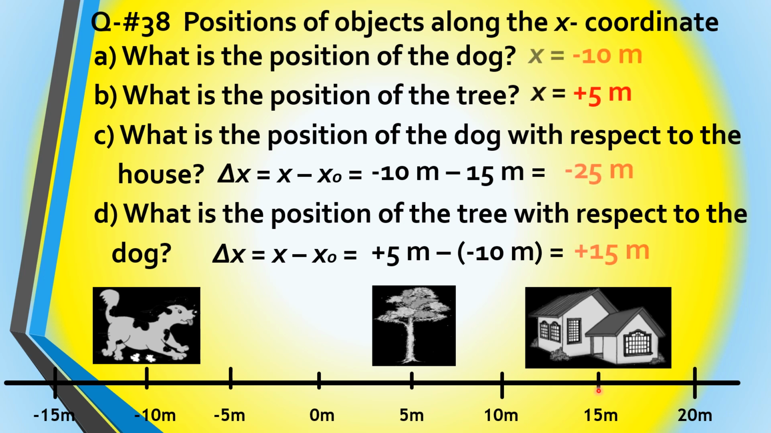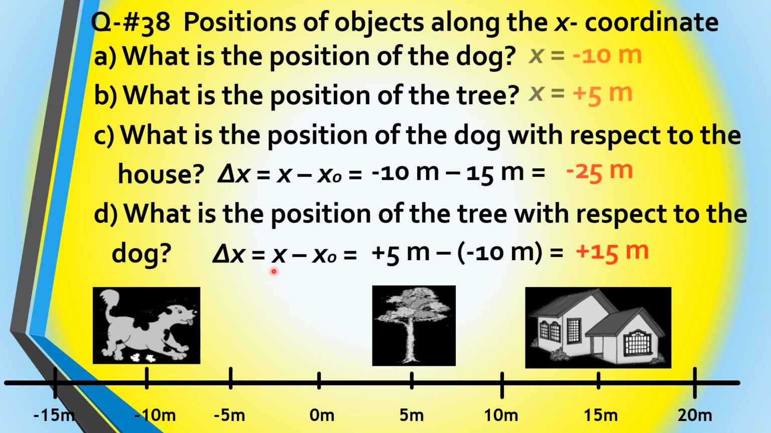Notice that the interval is a multiple of 5 meters. So let's do the counting. That's 5, 10, 15, 20, 25 meters. Since our direction of counting is towards the left, or westward, we indicate the negative sign, which again means that the dog is located 25 meters west of the house.